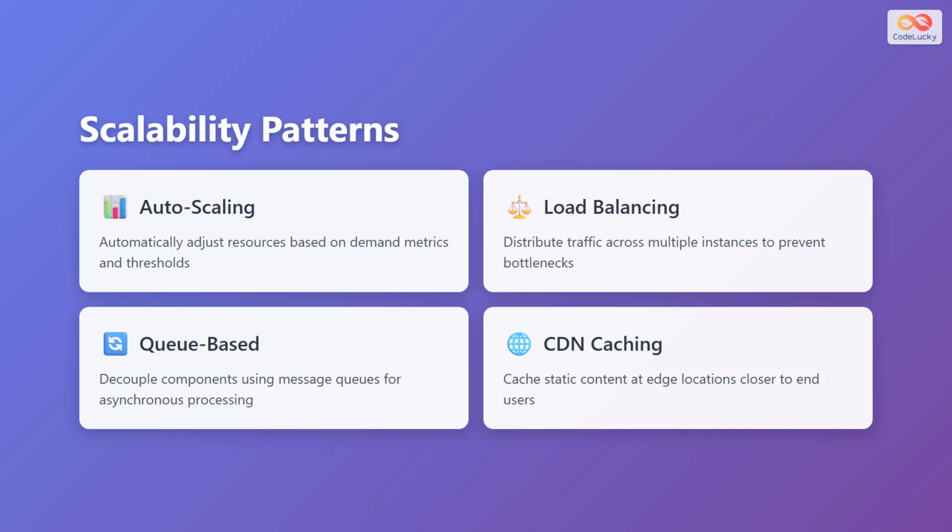Let's start with scalability patterns, which help your applications handle growing workloads. Auto-scaling automatically adjusts your computing resources based on demand metrics like CPU usage or request count. Load balancing distributes incoming traffic across multiple instances to prevent any single server from becoming a bottleneck. Queue-based patterns decouple your components using message queues, allowing asynchronous processing that smooths out traffic spikes. Finally, Content Delivery Network caching stores static content at edge locations around the world, bringing data closer to your end users for faster access.